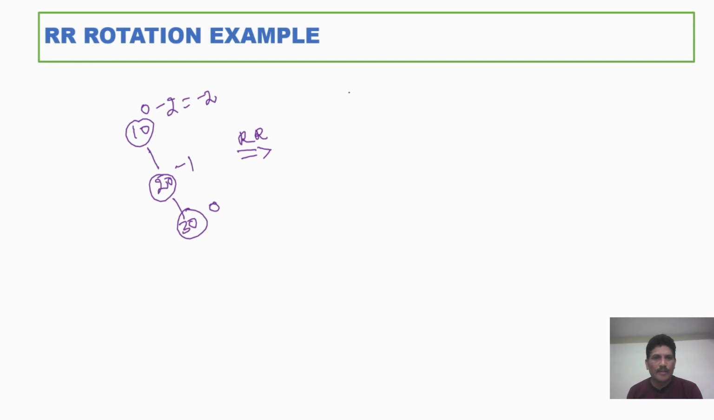Then we rotate to the left. That's why, whenever it is rotated to the left, 20 will become the root node. Then 10 will be the left child of 20, and 30 would be the right child of 20. Then what is happening over here?